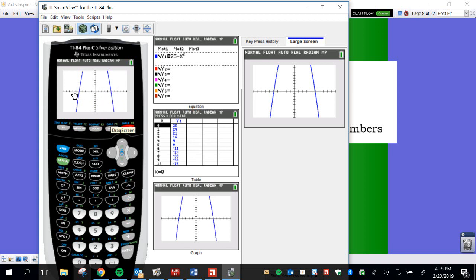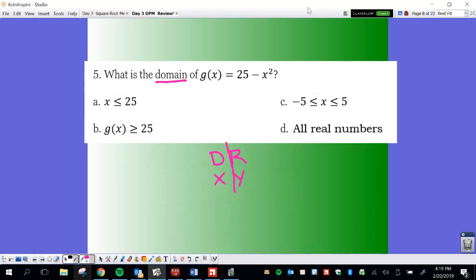What I do know for sure is as my parabola continues to go down, it gets wider and wider and wider. So it's continuously covering all of the x values from left to right. That means it's going to cover all of them, and our domain would have to be all real numbers.